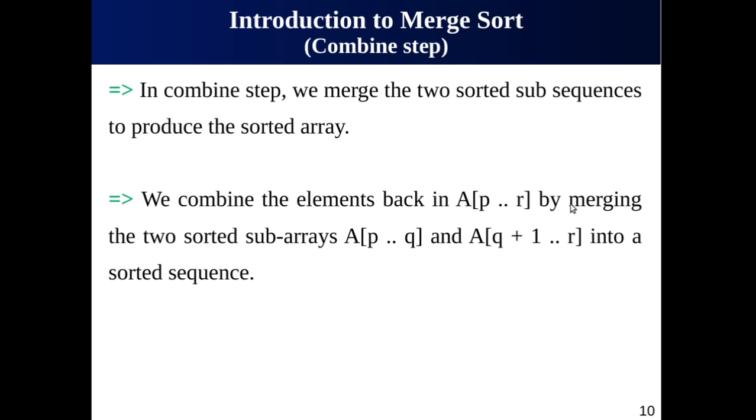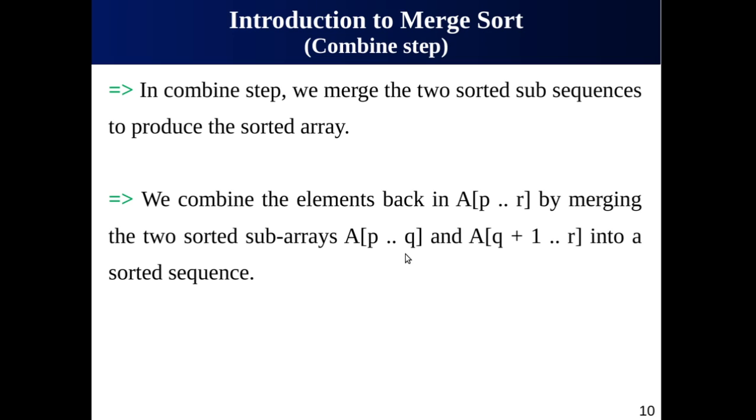How will we combine it? We need to merge the two sorted subarrays which we saw, and which we represented by A[p..q] and A[q+1..r]. You have to combine these two arrays into a sorted sequence. Remember, these subarrays, or subproblems, or subsequences, are already in sorted form. In the combine step, we just need to combine the solutions of these subproblems into the solution of the main problem, or the original problem.